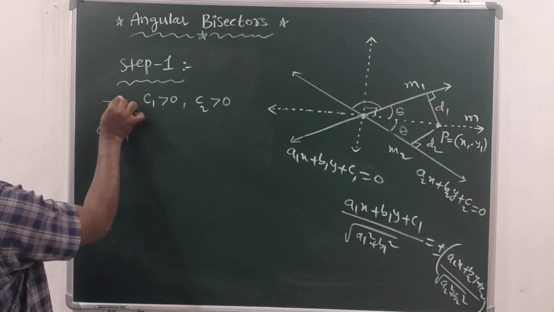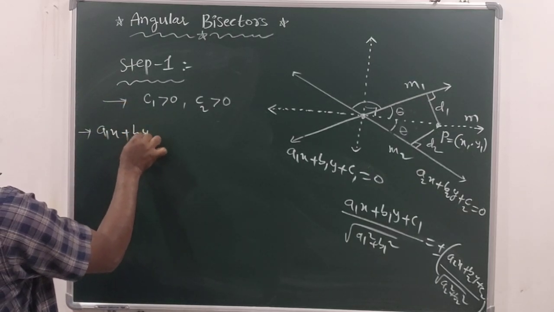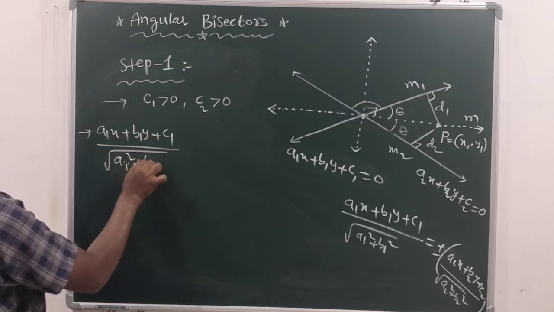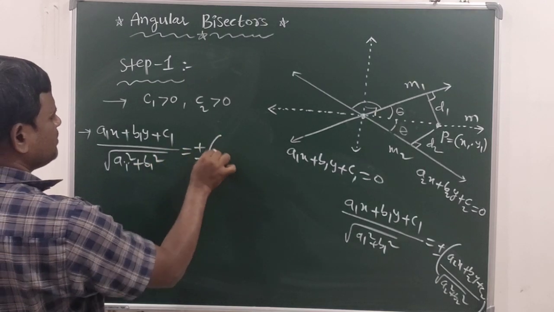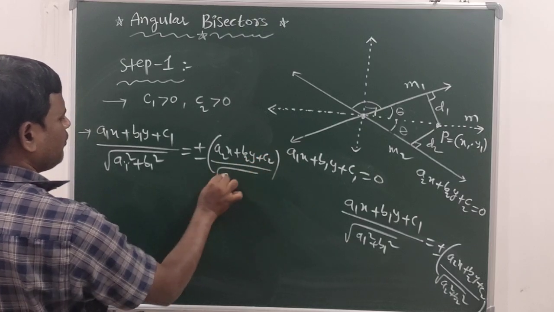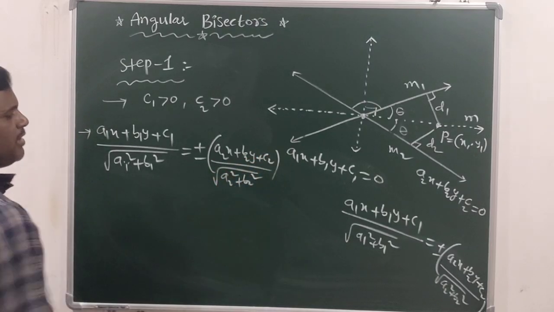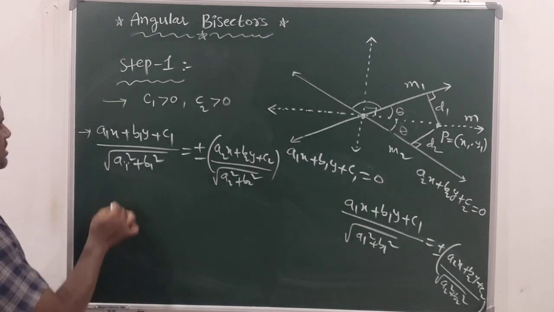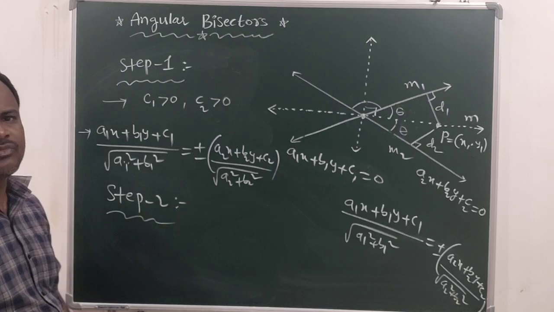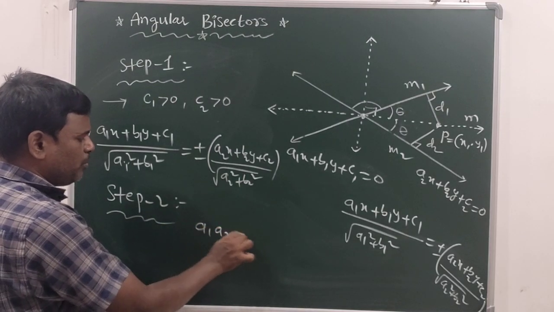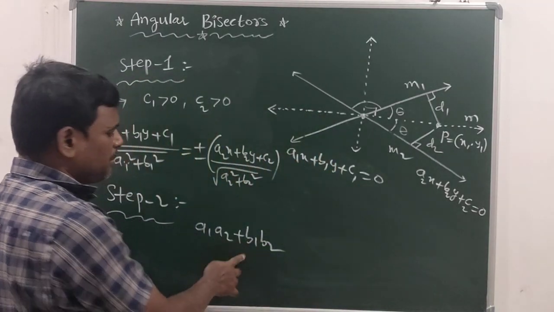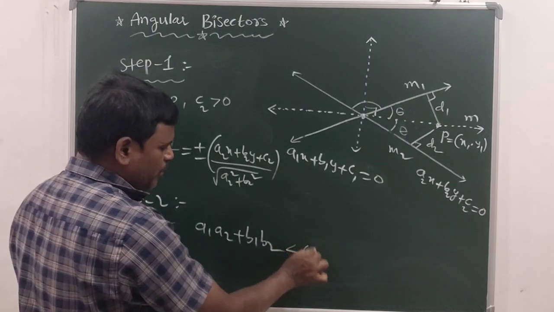Otherwise, write this step here itself. The first step: (A1x plus B1y plus C1) by root of (A1 square plus B1 square) equal to plus or minus (A2x plus B2y plus C2) by root of (A2 square plus B2 square). Now in step 2, what do you do? You have to prepare A1 A2 plus B1 B2, students. This may be negative or positive. Suppose it is negative.